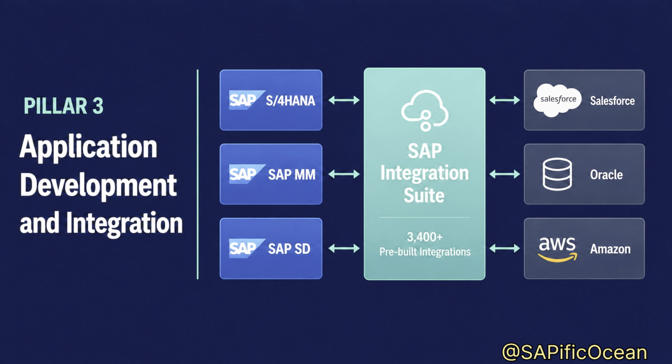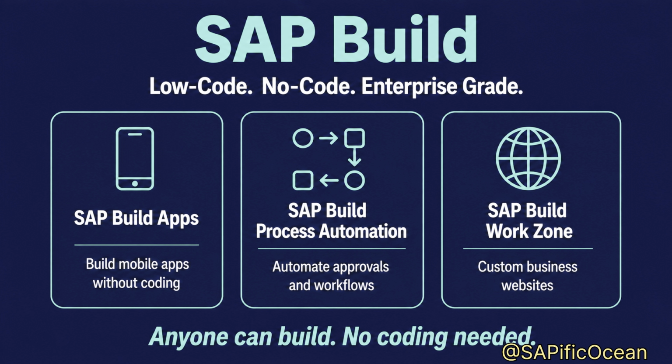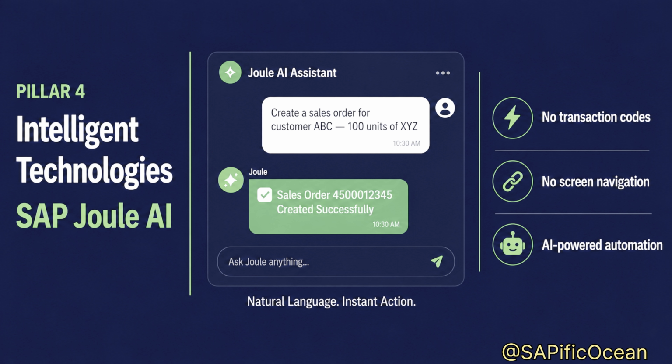Application development, SAP Build. This is the low-code revolution inside BTP. Business users and consultants can now build custom applications, automate workflows, and design approval processes without writing a single line of code. If you have used Power Apps or Zapier, SAP Build is SAP's answer to that. Enterprise grade, deeply integrated with S/4HANA. Pillar 4, Intelligent Technologies.